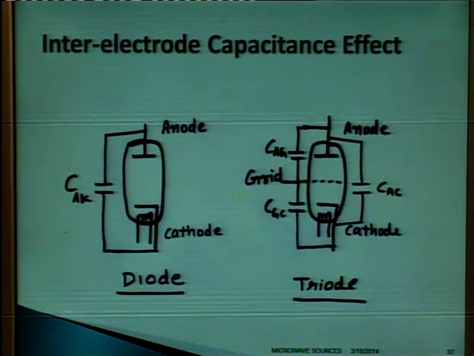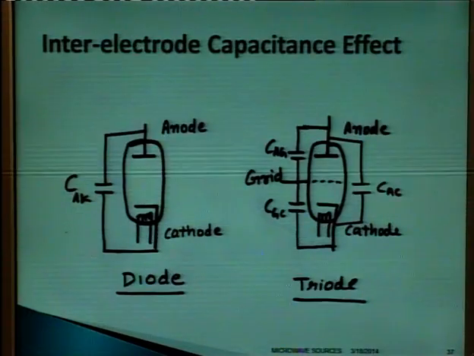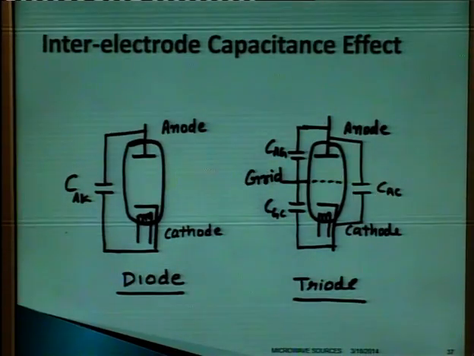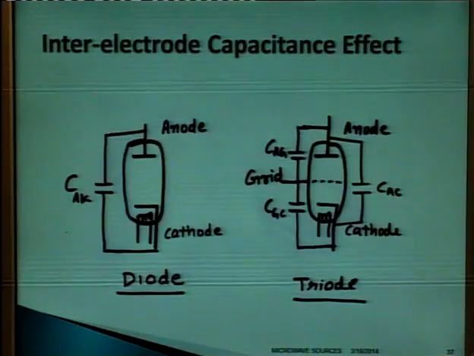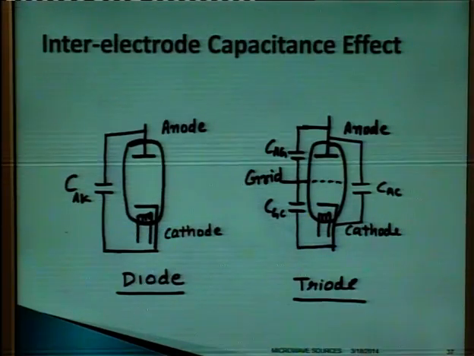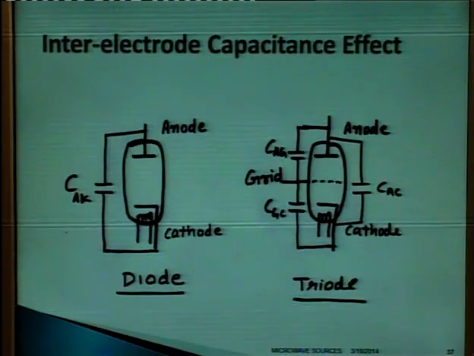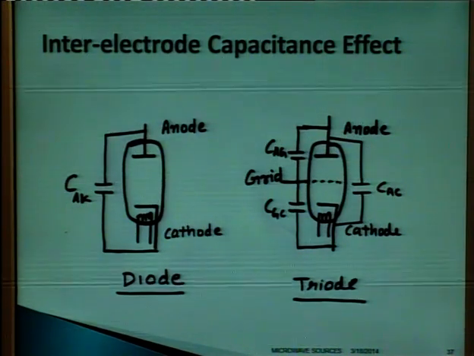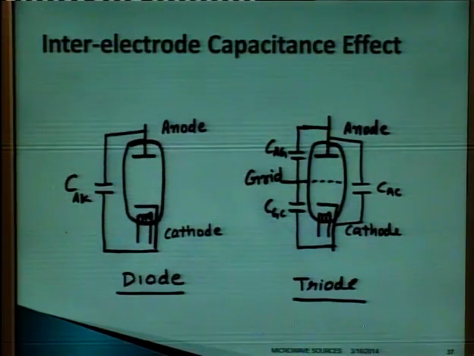So, CAK is an inter-electrode capacitance, and in the case of a triode, where we have 3 electrodes, we have 3 capacitances: CGC, CAG, CAC. CGC is the capacitance between grid and cathode, CAG is the capacitance between anode and grid, and CAC is the capacitance between anode and cathode. So, these are the capacitive effects.